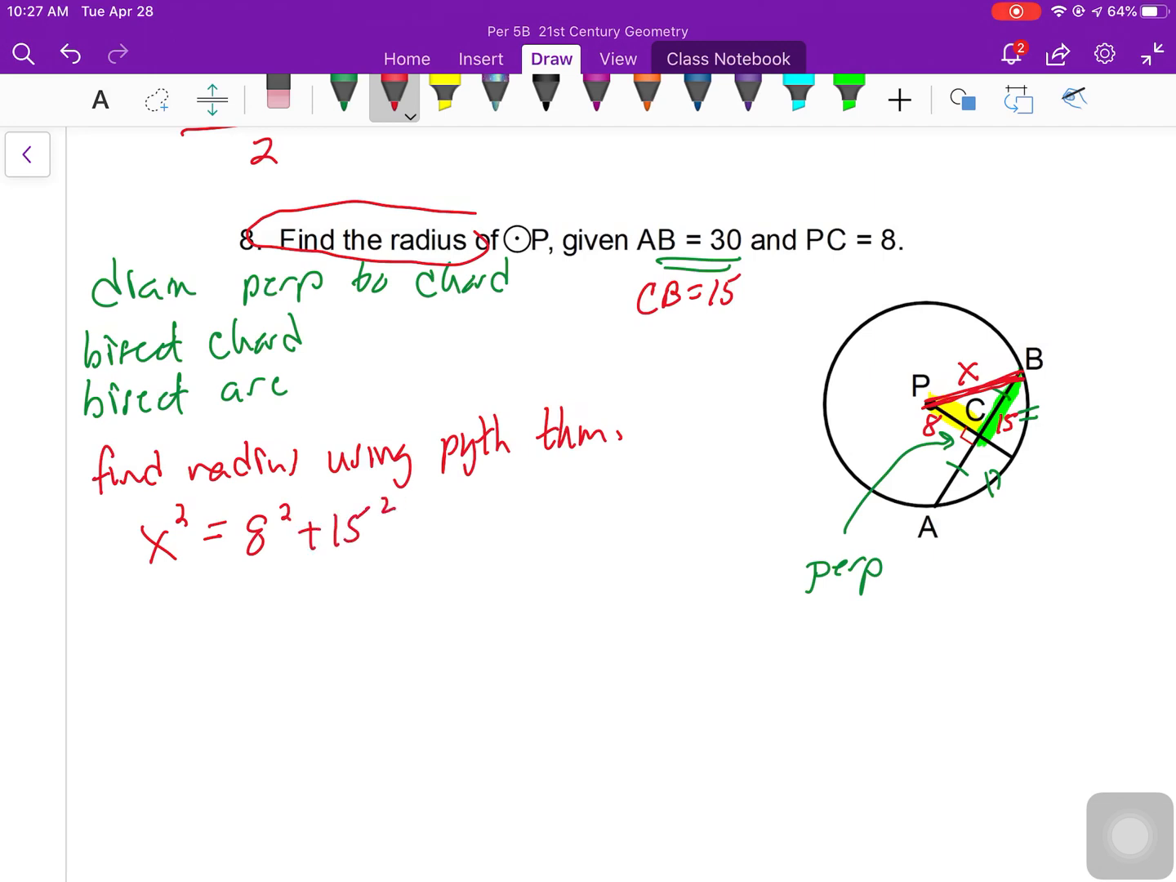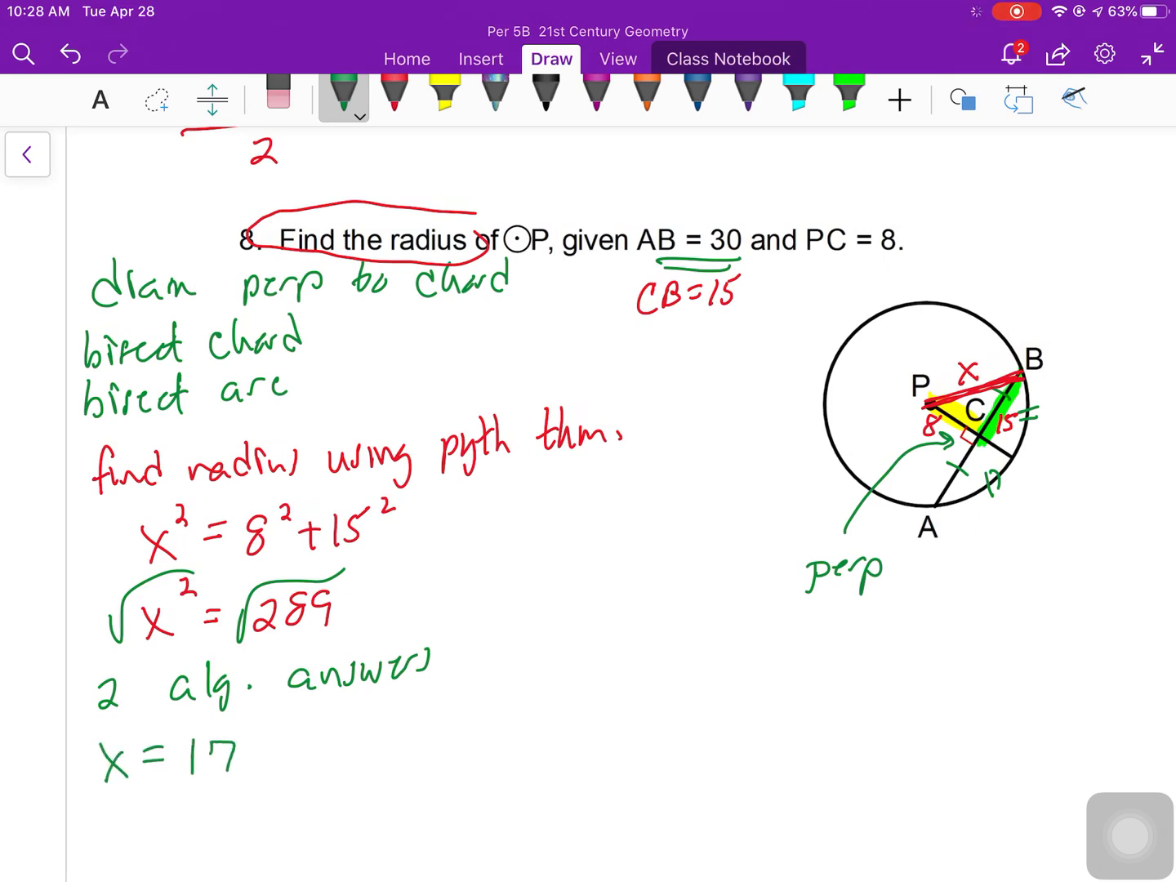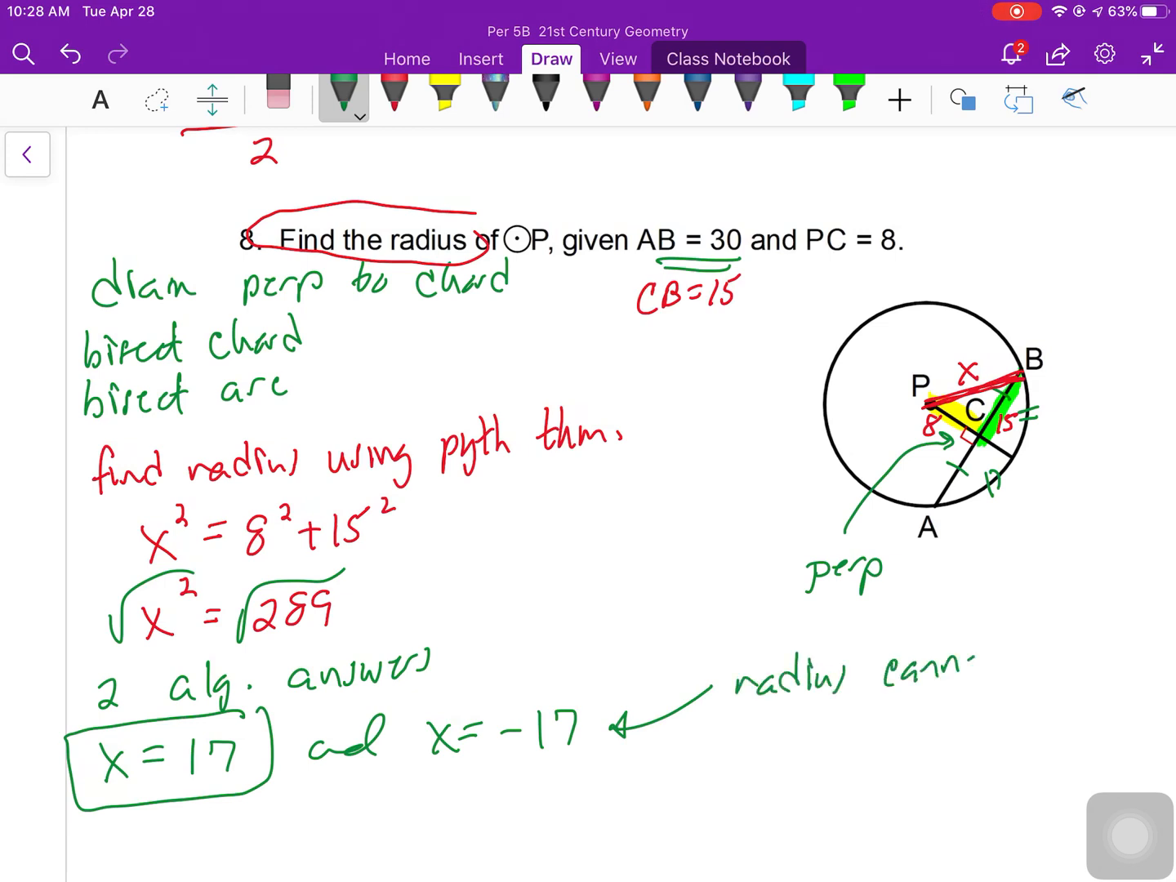So I would have x squared equals 8 squared plus 15 squared. X squared will equal 289. I have to take the square root of both sides. We get 2 algebraic answers. We get x equals 17 and x equals negative 17, but only this one will work here. And that's because the radius cannot be negative.